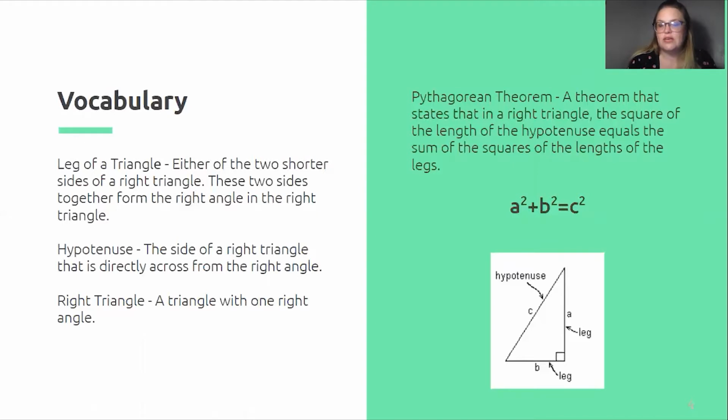We often see this written as a squared plus b squared equals c squared. If you look in the diagram below, you can see what each of these letters is referring to. So A and B are both different legs on a right angle triangle, and then C represents the hypotenuse. As we practice with this equation in different diagrams, it should become easier for you to see and understand what each of these things represents.